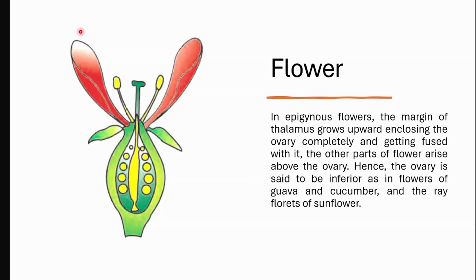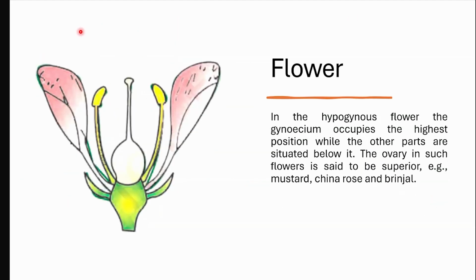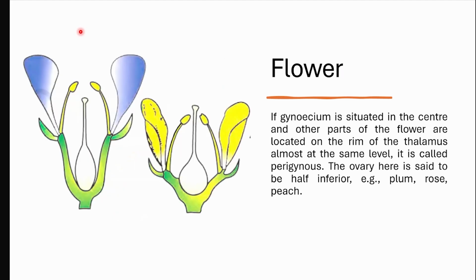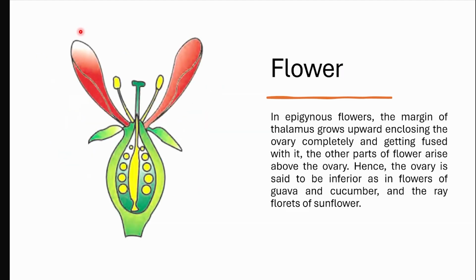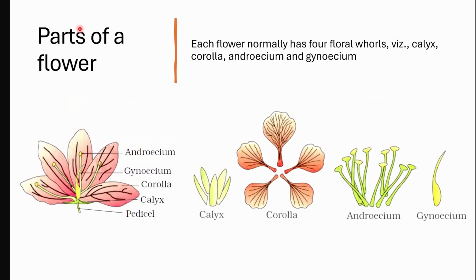So, a recap through this is, there are three kinds of arrangements of the flower, right? With respect to how the outer whorls are arranged with respect to the gynoecium or the innermost whorl, it can either be hypogynous, wherein the ovary is superior, as in this case, or it could be perigynous, wherein the ovary is partly inferior or half inferior, as in this case, or it could be epigynous, in which the ovary is actually inferior because all the other whorls are arising on top of the ovary, right? So then we come to the parts of a flower, right?